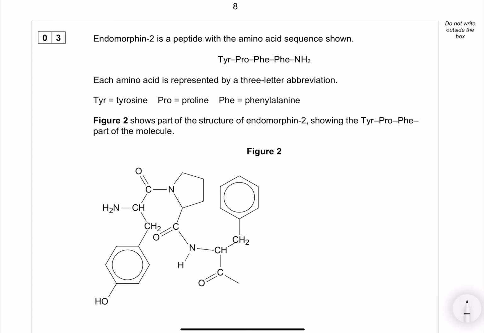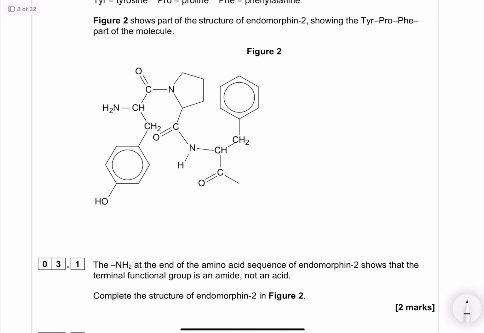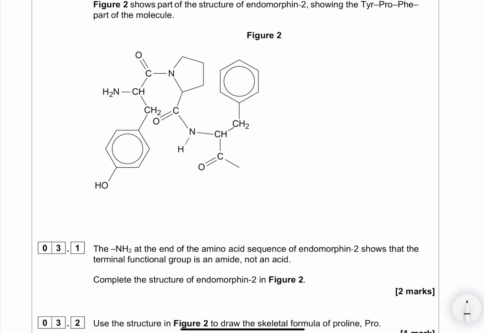Endomorphin 2 is a peptide with the amino acid sequence shown. Each amino acid is represented by a 3-letter abbreviation. Figure 2 shows part of the structure of endomorphin 2, showing the Tyr-Pro-Phe part of the molecule. NH2 at the end of the amino acid sequence shows that the terminal functional group is an amide and not an acid.